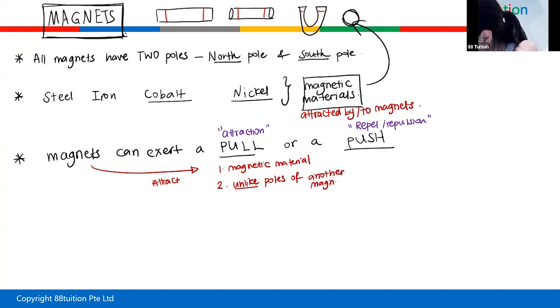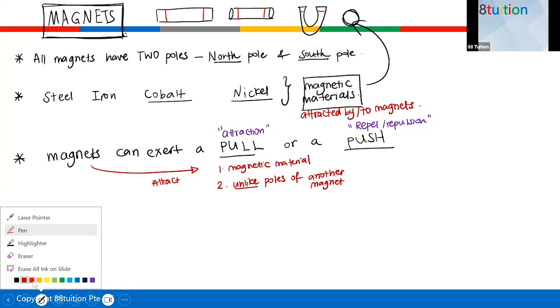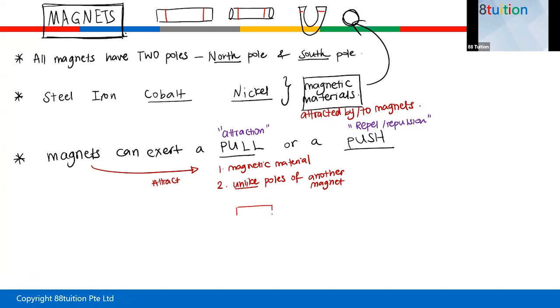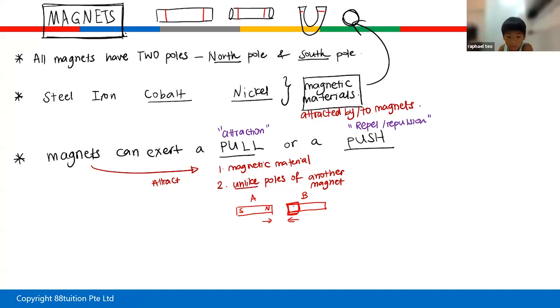So what does this mean? If you all want to draw it out, you can. If I have magnet A here, if this is the North Pole, this is the South Pole, I have magnet B. What pole will this be, Raphael? South. Attraction. South. Very good. Raphael, please copy all this down, yeah?